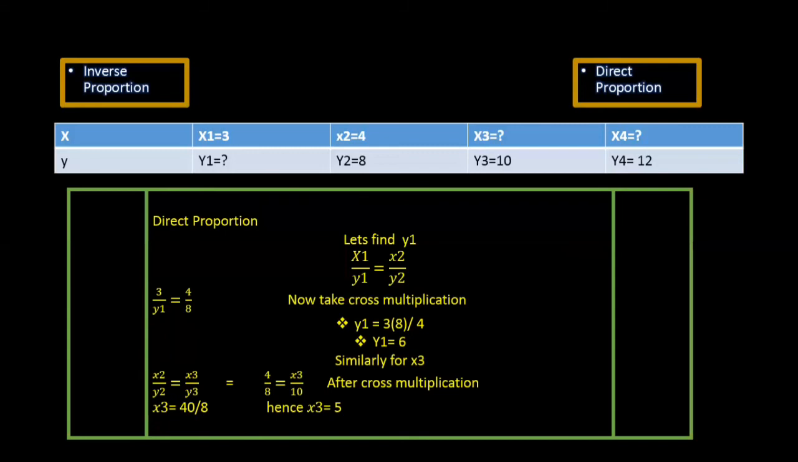Students, you have to find the value of x4 using the same formula, x3 by y3 is equal to x4 by y4. Or you can use the formula x2 by y2 is equal to x4 by y4. Similarly, x1 by y1 is equal to x4 by y4.